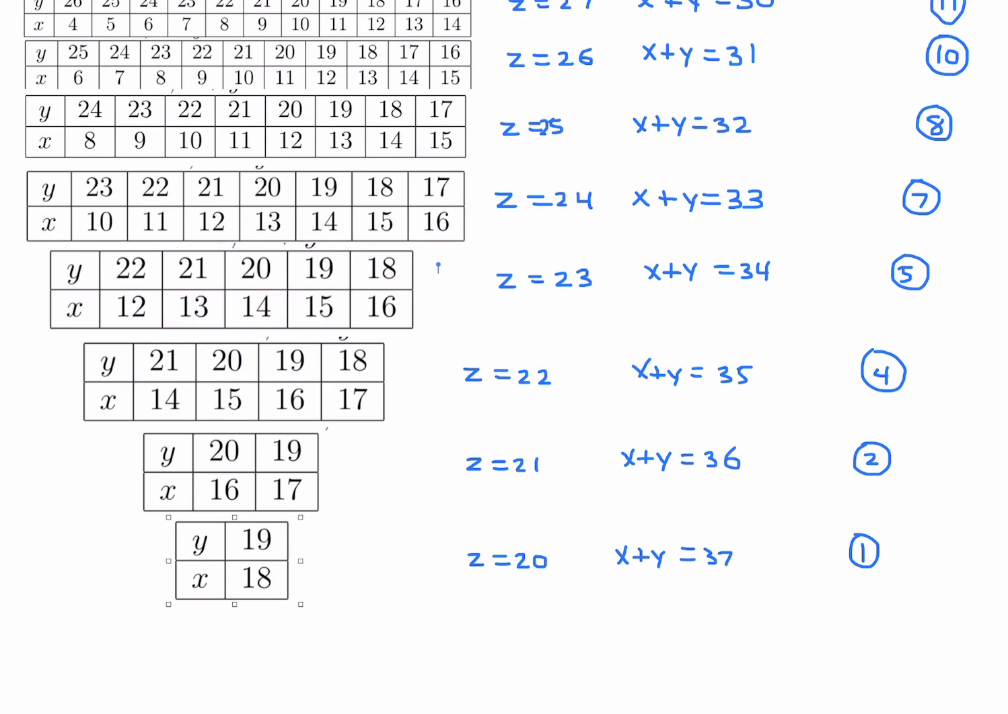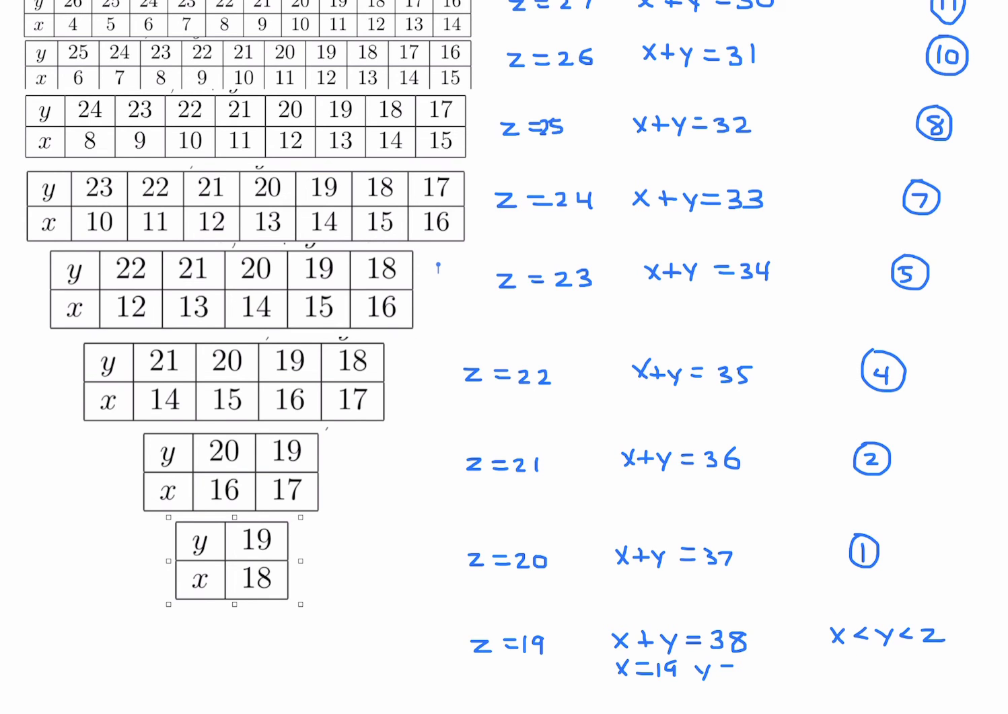Now you might say, well, why didn't you just keep going? What about z equals 19? Why did you stop? Well, when z is 19, x plus y would be equal to 38, sorry. And if x plus y is 38, then how am I going to make it so that x is less than y is less than z? If, for example, I chose x equals 19, then y would have to be 19. And you can't have both of them equal because one has to be less.